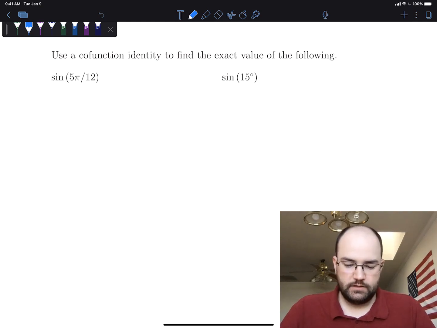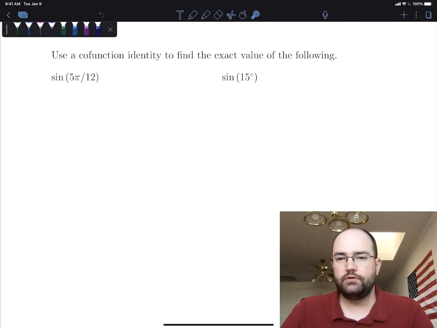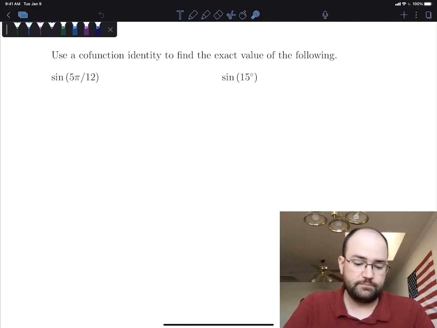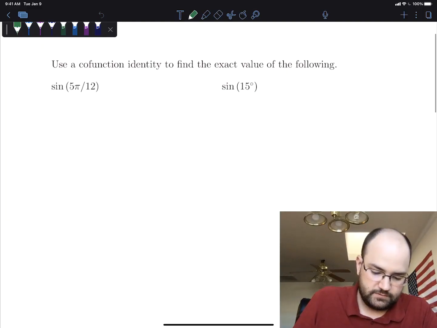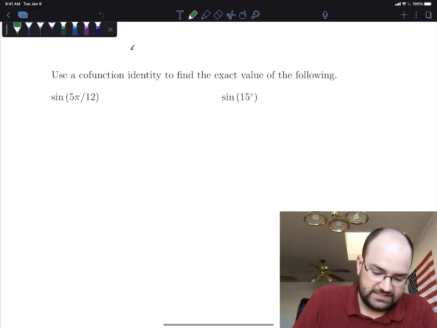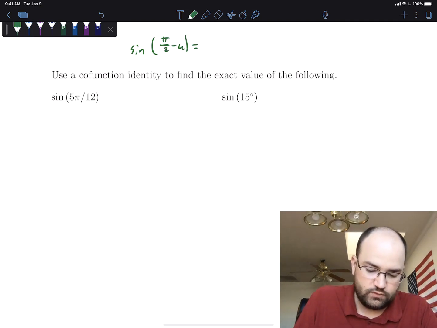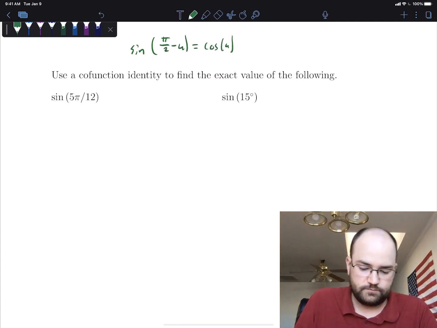Hello. In this video, we want to use a cofunction identity to find the exact value of the following. If we look at this, we want sine of 5 pi over 12 and sine of 15 degrees. We don't know any identities for sine yet, but we can write sine in terms of cosine because of the cofunction identity: sine of pi over 2 minus u is equal to cosine of u.